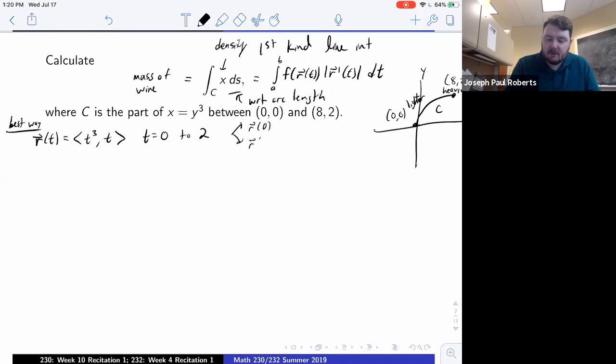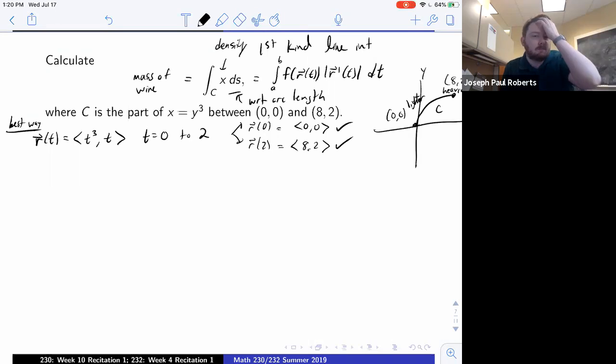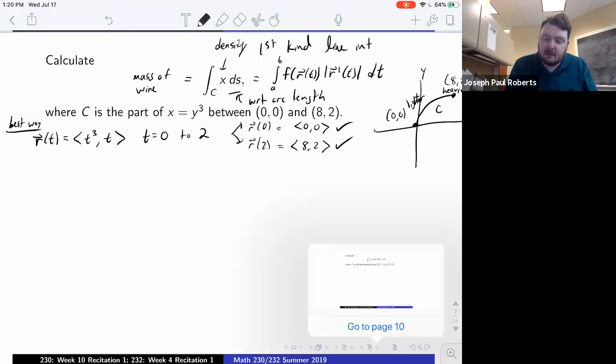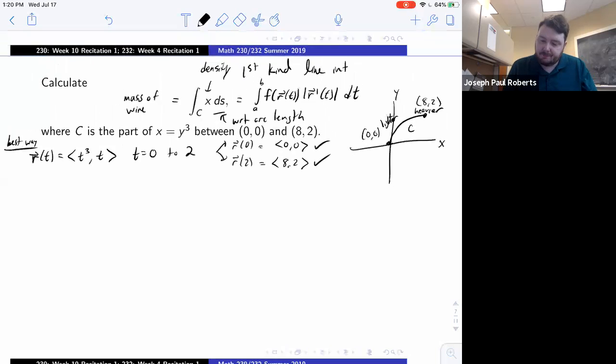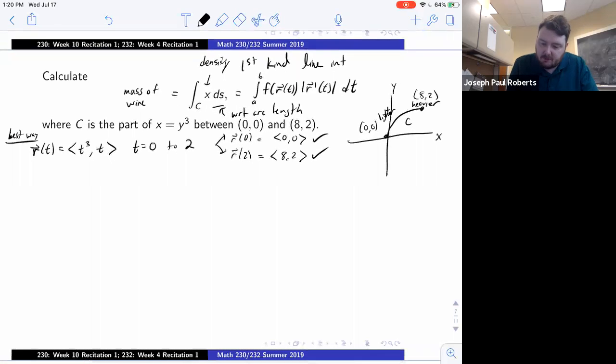If I do r of 0 and r of 2: r of 0, according to this formula, is (0, 0), so that's good. r of 2 is (8, 2), so that's good. If you accidentally got a little goofed up and did 0 to 8, you'd get 8 cubed comma 8, and that would be no good. So there's really no excuse for getting these bounds wrong, because you can always take a couple of seconds to plug in and confirm that you get the given endpoints that were asked for. Okay, so anyway, that works for r of t.